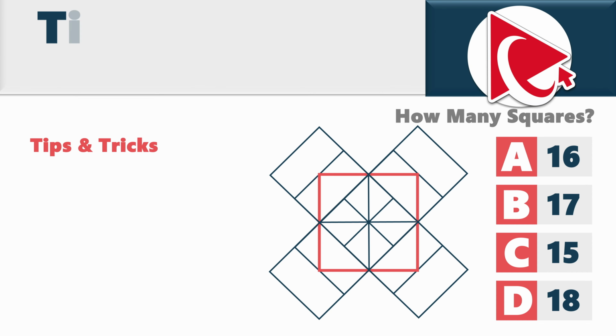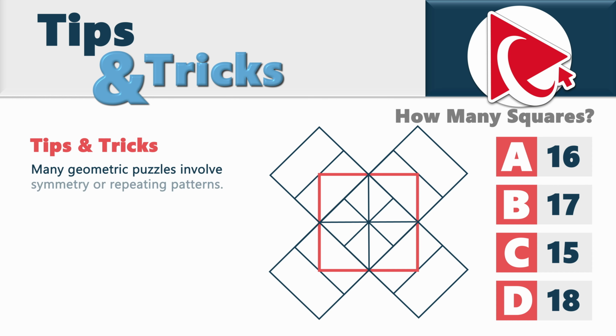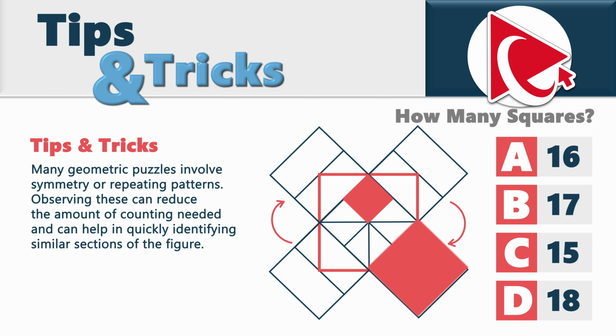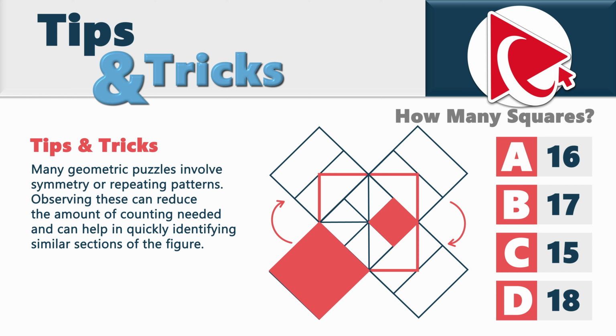Let me share with you another trick. Many geometrical questions involve symmetry or repeating patterns. Observing those can reduce the amount of counting needed to help you quickly identify similar sections in the shape. If you look at this particular shape, you will see that it's symmetrical in 4 dimensions. Let's count them. 1, 2, 3, and 4. Knowing this can help you build a methodology to count all the squares much faster.